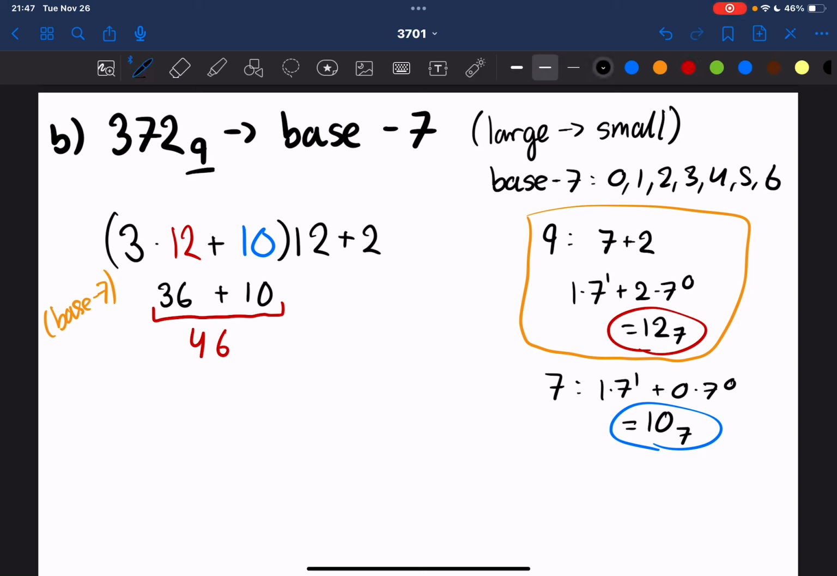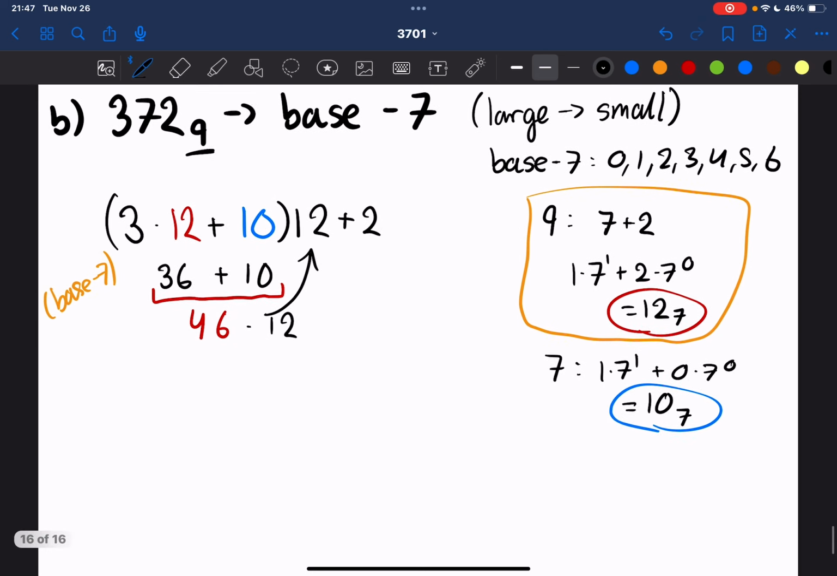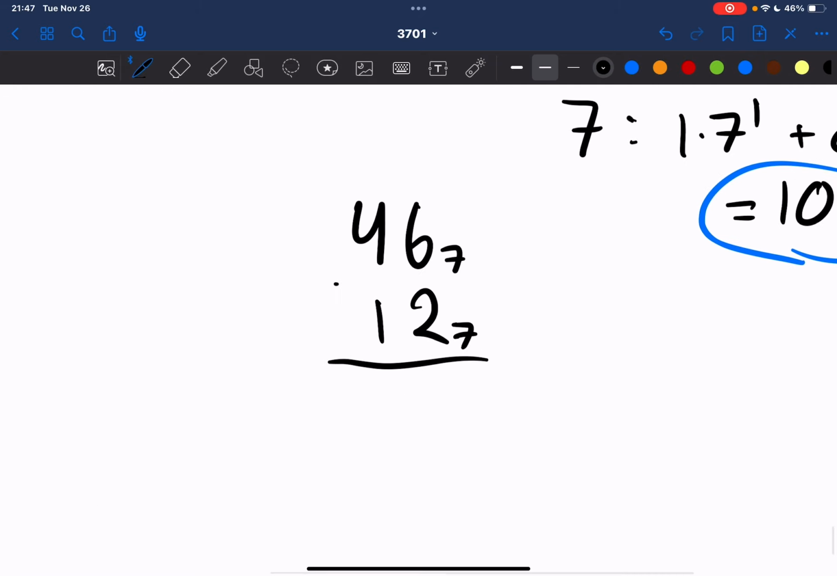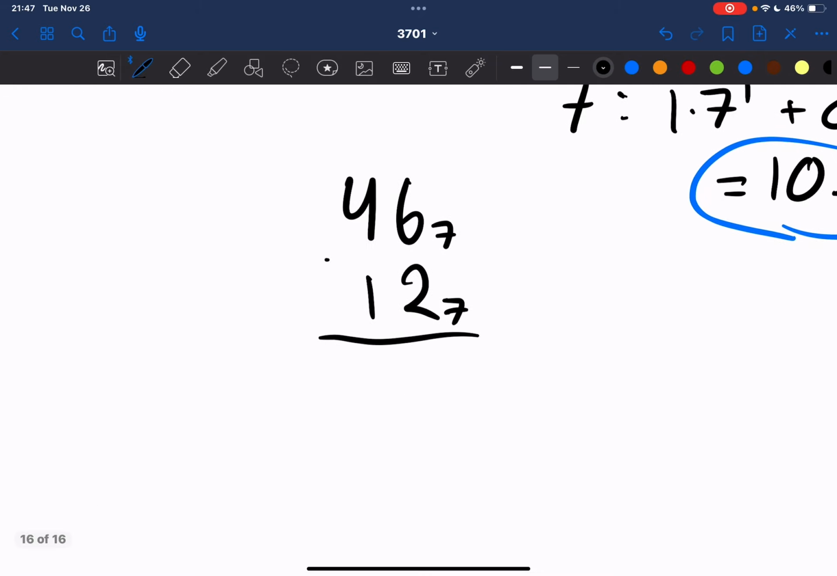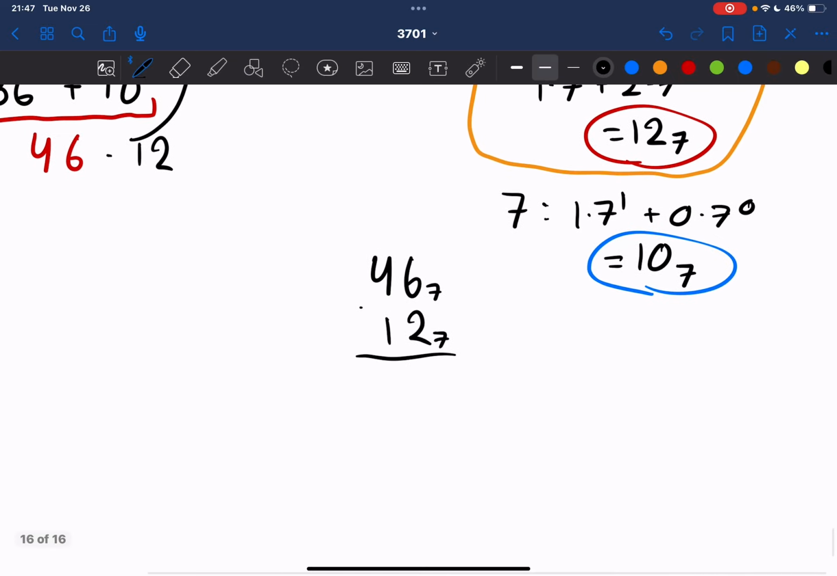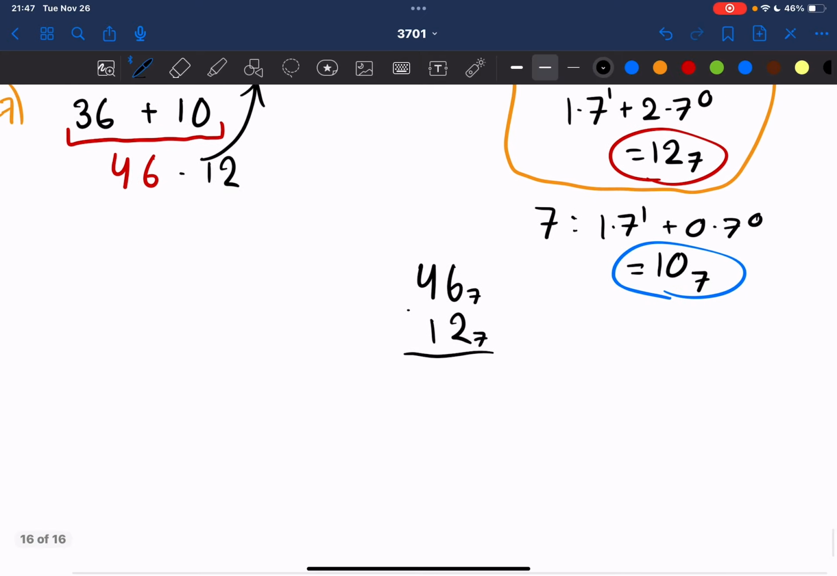And then what's next? Well, we have to multiply it by 12. So that's going to be a little bit more challenging. But how do we do that? Well, we learned how to do multiplication in different bases. So how do we do that? Let's write it out. 46 times 12, and that's base 7. So here we're going to do it. So what's 6 times 2? That's going to be 12, which is too much. We can't hold 12 in base 7, so we need to convert it. So what's 12? It's equal to 7 plus 5, so that would be 1, 5, right?